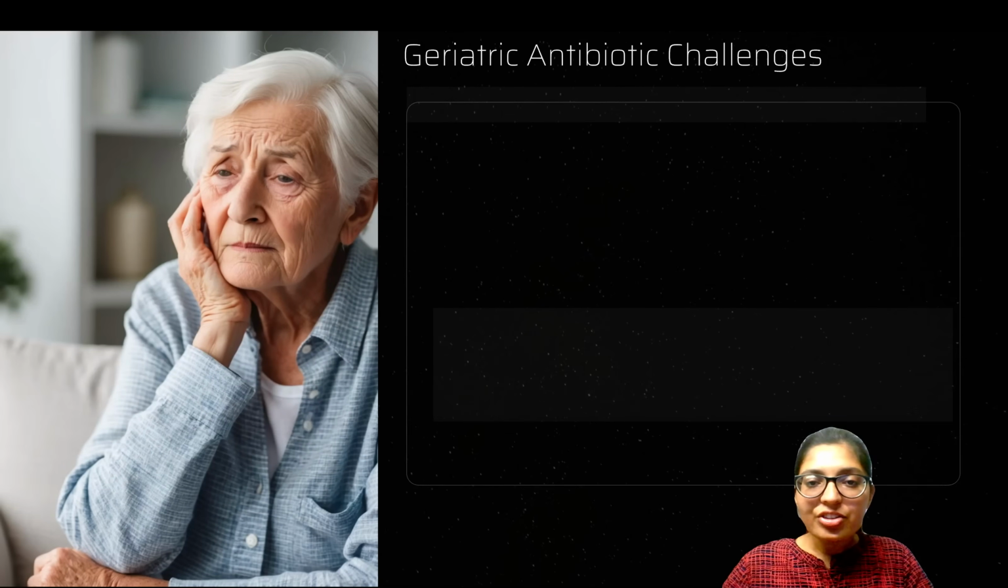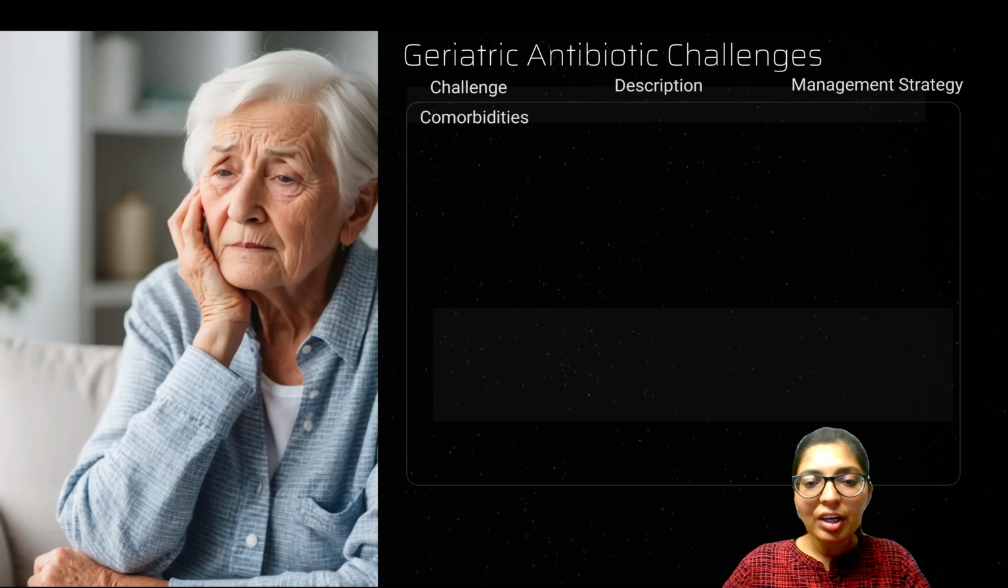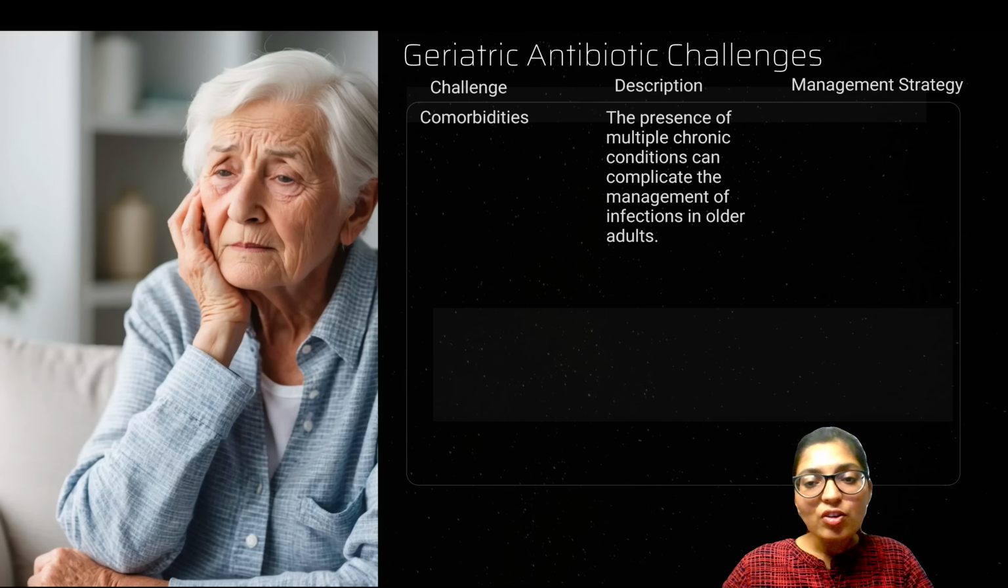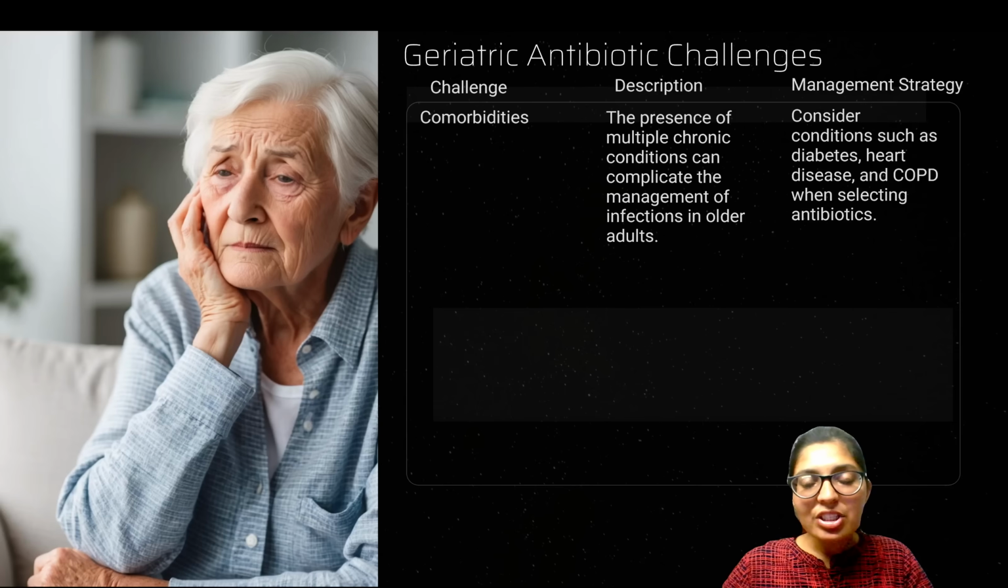Geriatric antibiotic challenges which are faced, so challenge, descriptions, and the management strategy. First one is comorbidities, presence of other illnesses. The presence of multiple chronic conditions can complicate the management of infections in older adults. Management strategy for the comorbidities is to consider conditions such as diabetes, heart disease, COPD when selecting antibiotics.